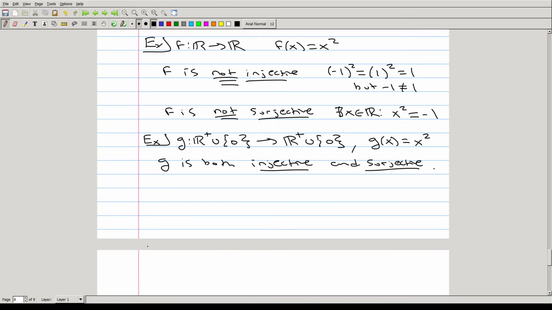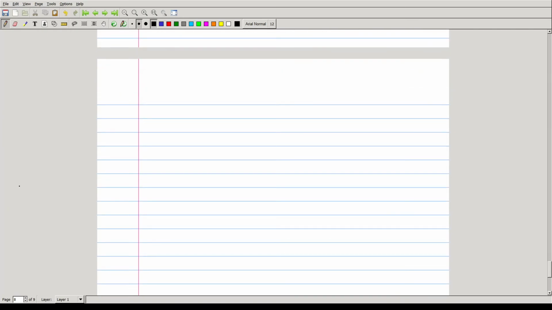So this is a very good example showing how these properties are very, very heavily dependent on both the domain and the codomain of the defined function. And so now that we have an idea of injectivity and surjectivity, we can define our last big function property, which is the definition of a bijection or bijective.